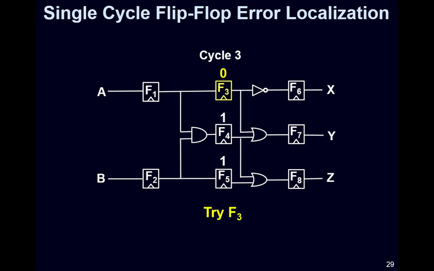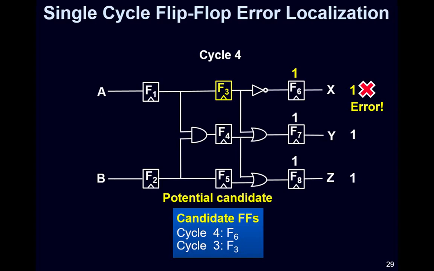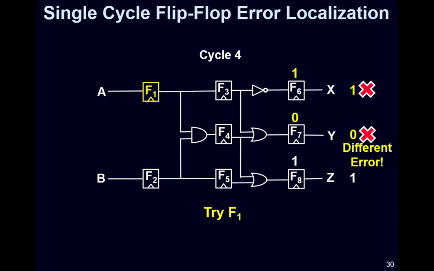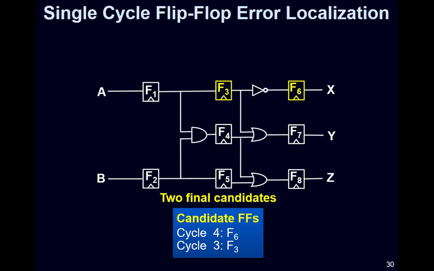Let's go back a cycle. Flip-flop 3 is also a potential source. So let's see what happens if we inject the error there. It does propagate through, and you again see the error that you observed. So we can also add flip-flop 3 at cycle 3 as a potential candidate. Now what we're going to do, logically, would be to keep going back. Let's try flip-flop 1 at cycle 2. What's crucial to notice here, though, is that if you inject an error at flip-flop 1, it's going to propagate down two paths, through flip-flop 3 and flip-flop 4, before finally showing up at both X and Y as an error. And this is a different error from the one we actually observed. As a result, flip-flop 1 is not one of the candidates. So we only have two: at cycle 4, flip-flop 6, and at cycle 3, flip-flop 3.